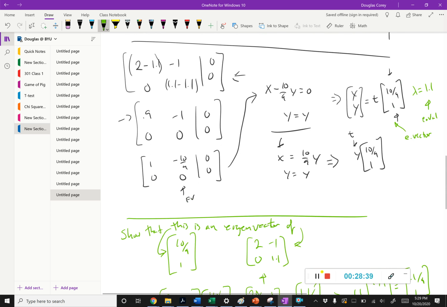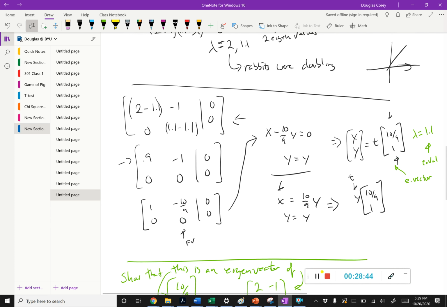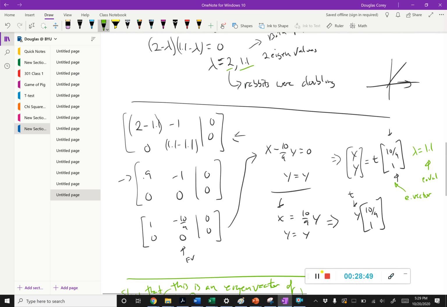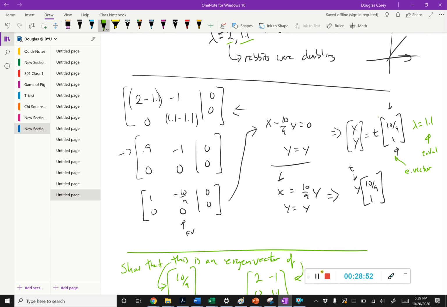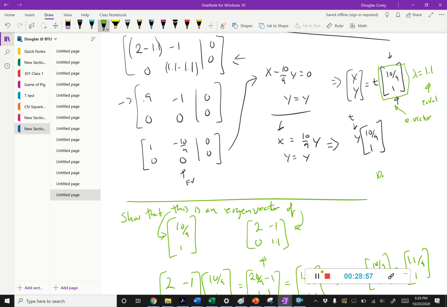So we found both eigenvalues, 1.1 and 2. So those are our two eigenvalues. The eigenvector associated with 1.1 is this. Sometimes they'll write it as a basis and say it's 10, 9 or 10 ninths over 1. 10 ninths, 1 is the basis for the null space associated with lambda equals 1.1.